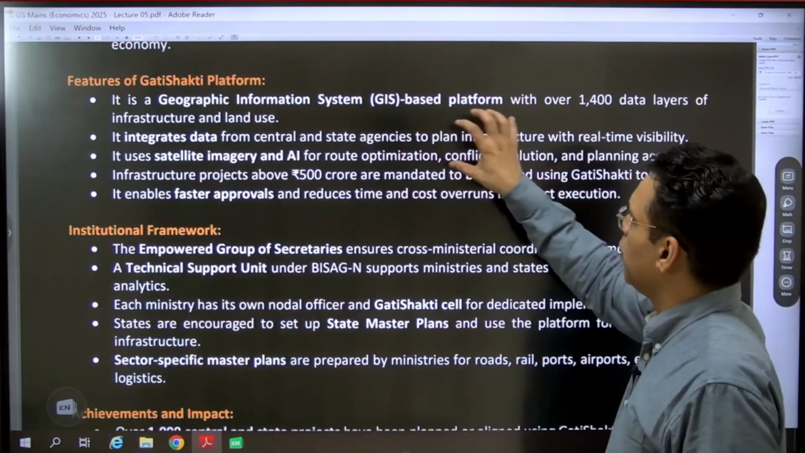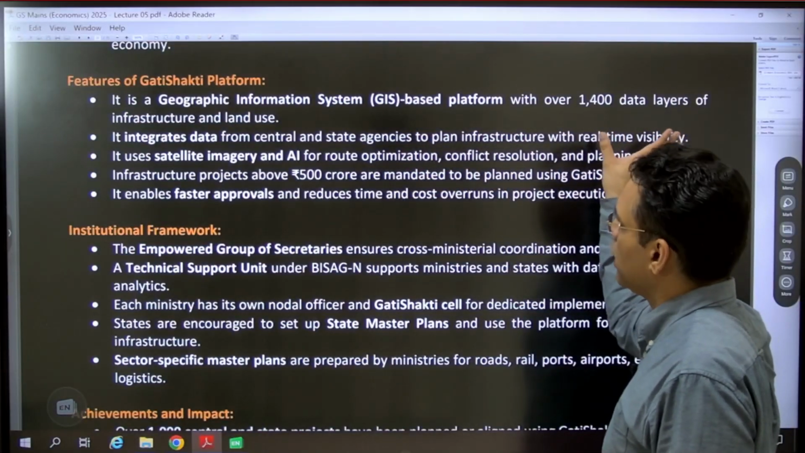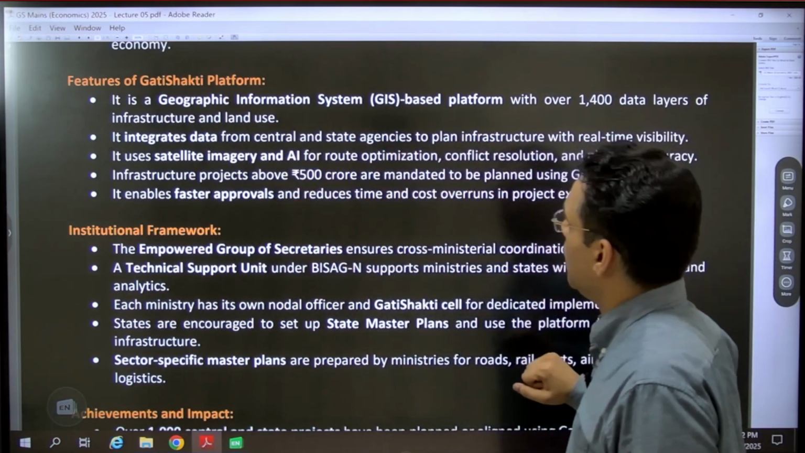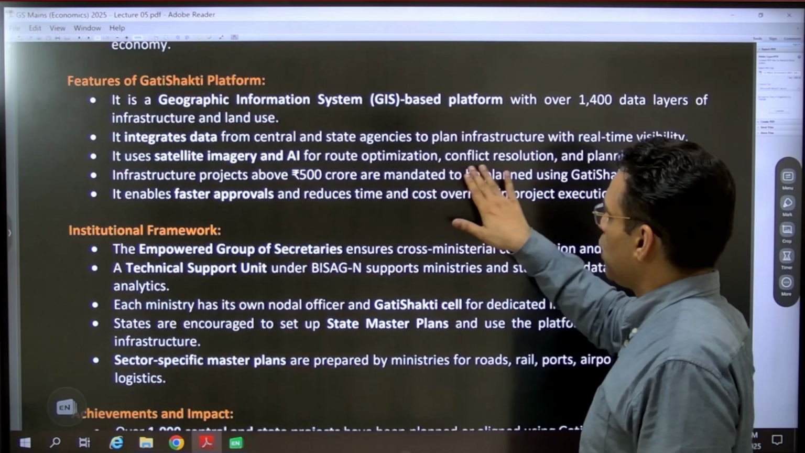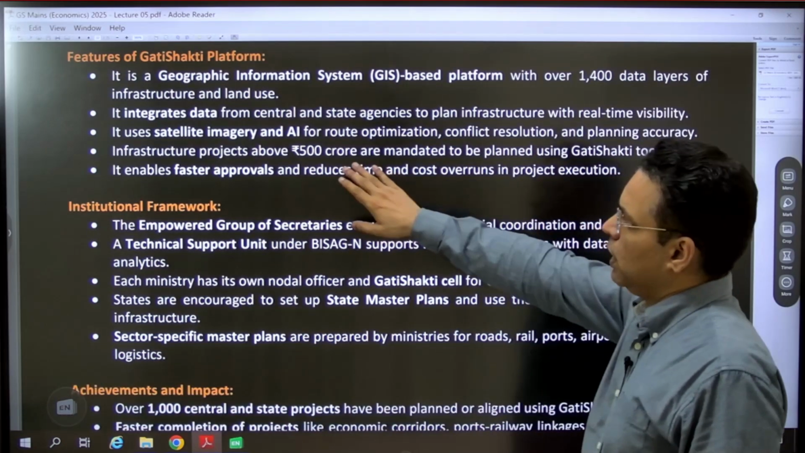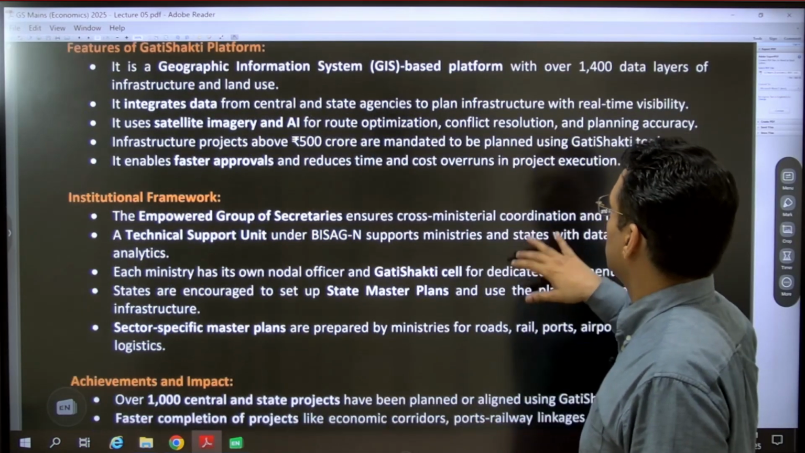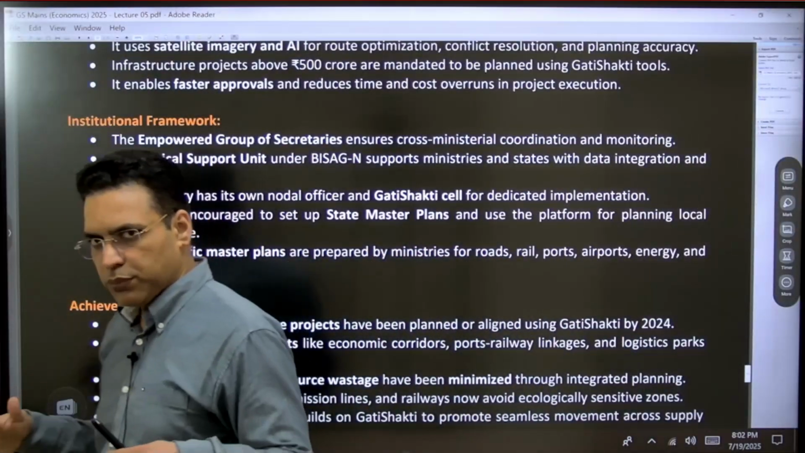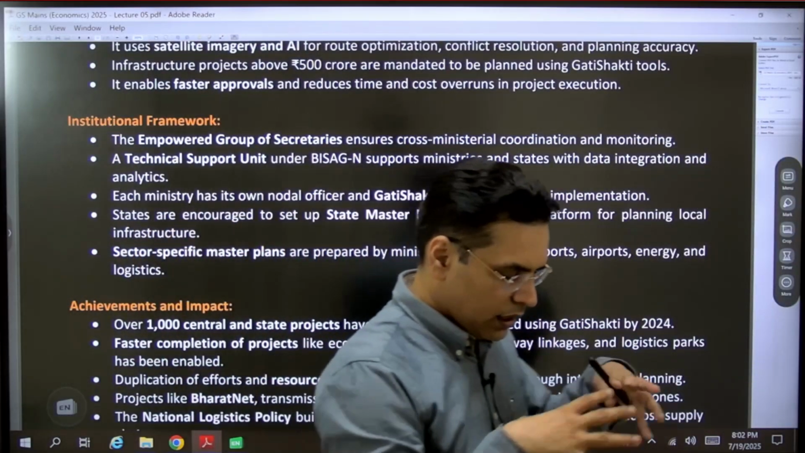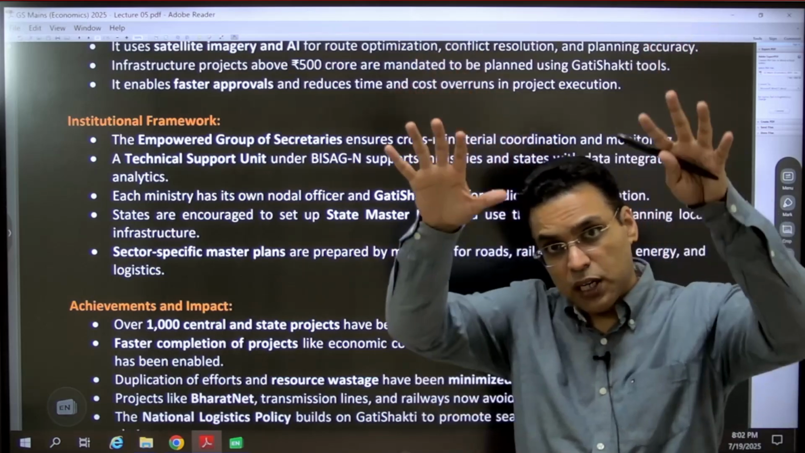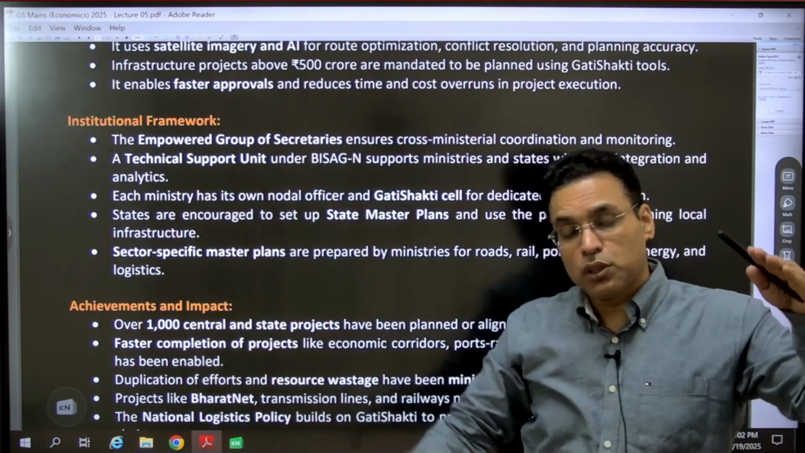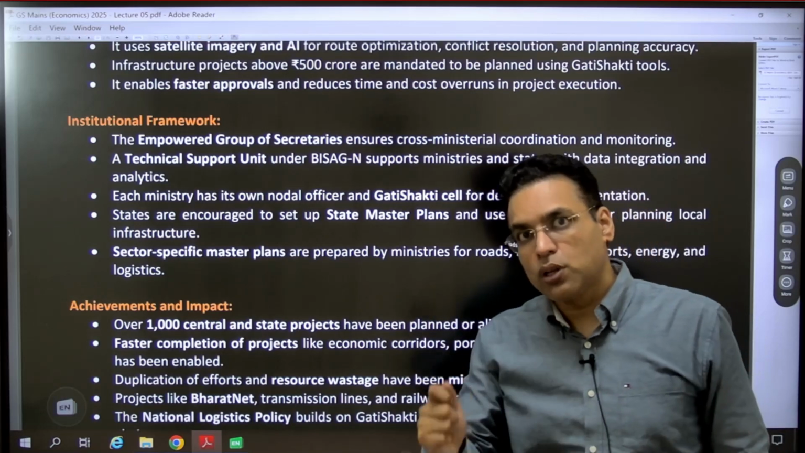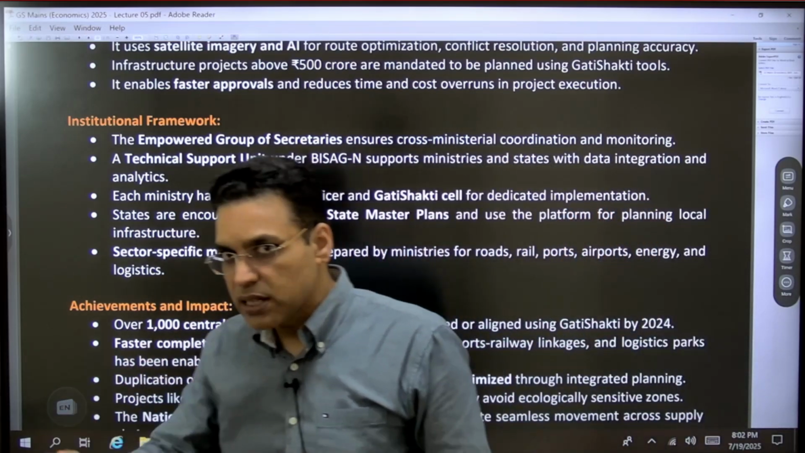इसमें क्या है, geographical information system, जिसमें over 1400 जो projects हैं उनको हम देख रहे हैं. It integrates data from central government, state government, satellite imagery and AI for route optimization. Okay, infrastructure projects above 500 crore are mandated using the गति शक्ति tool. तो जितने भी government के projects हैं pan India government project, उस पर गति शक्ति का जो ecosystem है dashboard पे it will look कि these are projects which are doing well, these are projects जो अच्छा नहीं कर रहे हैं.